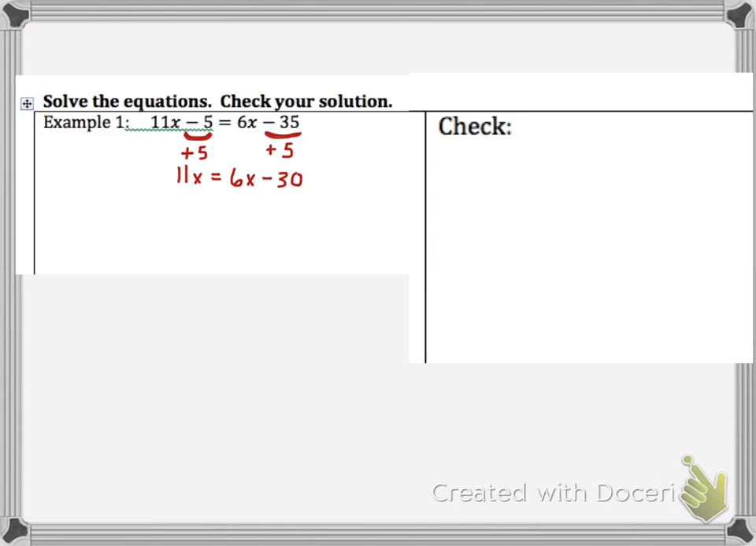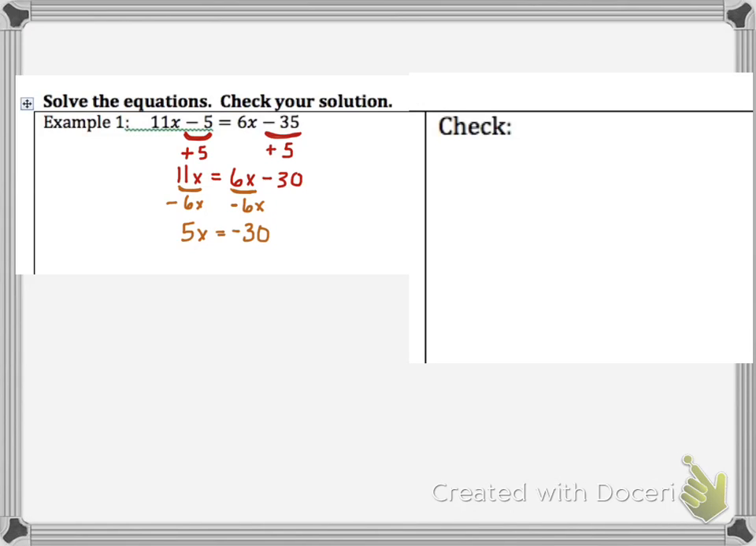Then I want to take care of my variable terms. I have variable terms of 6x on one side and 11x on the other. So I want them to one side, so I'm going to subtract 6x off both sides. And that gives me 5x is equal to negative 30. And that brings me to step 4, to isolate the variable.